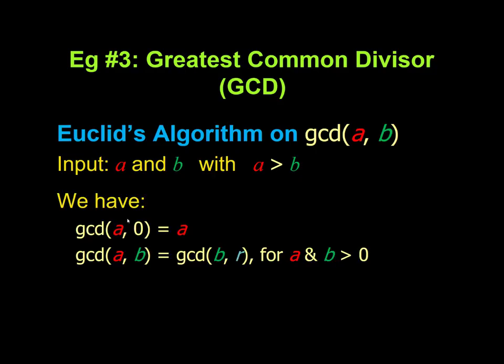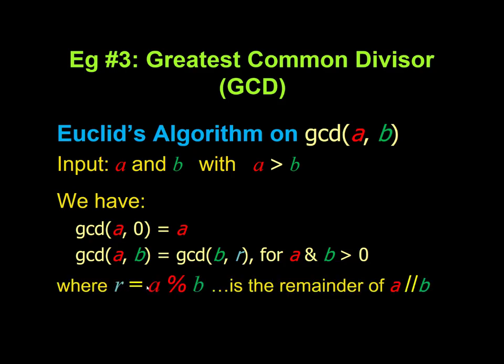Euclid's algorithm says that the GCD of a, 0, that is b equal to 0, is exactly a, because a is the largest common divisor of a and 0. That means a can divide a and a can divide 0. If not, GCD of a, b, where b is non-zero, then the answer is the same as GCD of b, r, where r is actually the remainder of a divided by b.